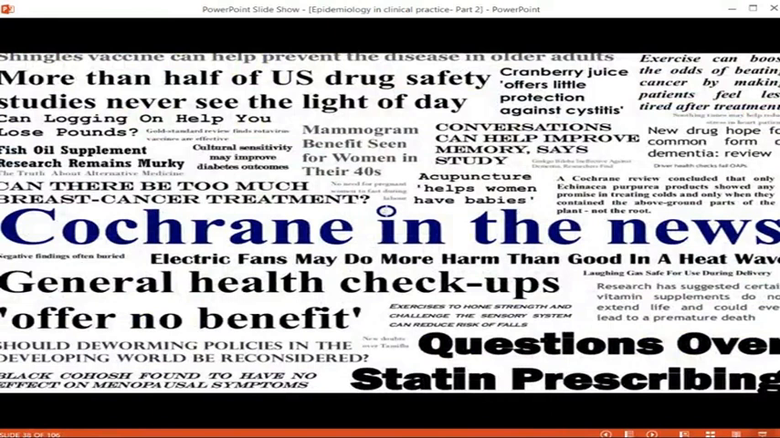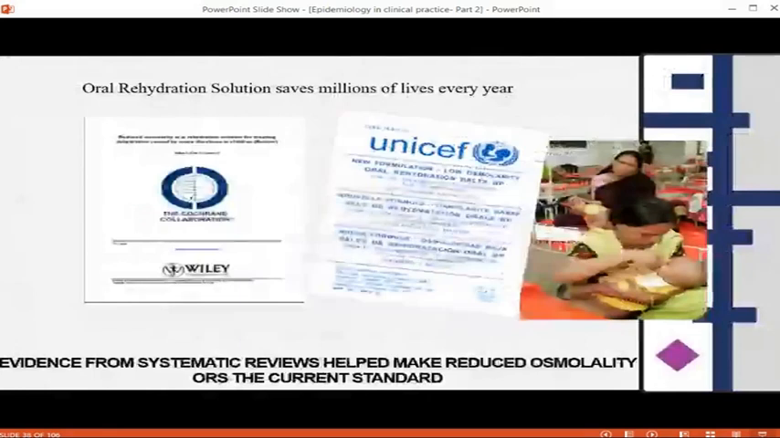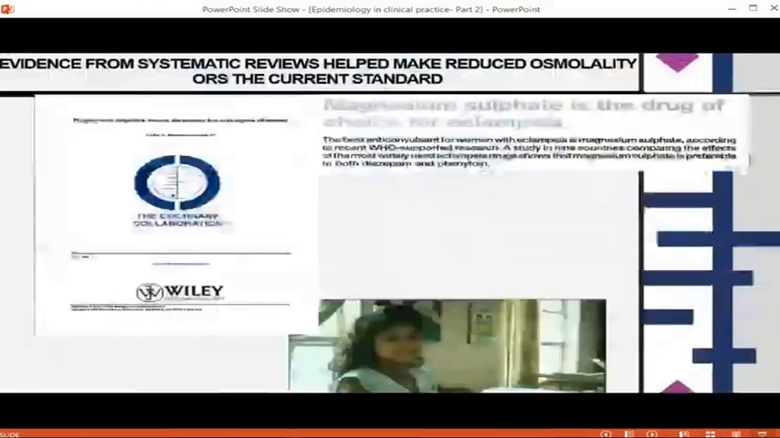Evidence suggests it may not really help. And they're very influential because, for example, the oral rehydration solution became a worldwide standard after a Cochrane review partnered with UNICEF showed the benefits of ORS.